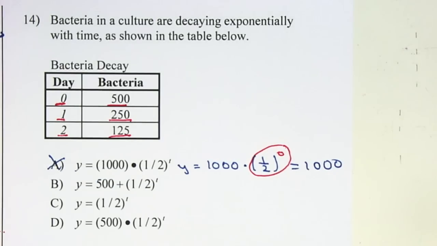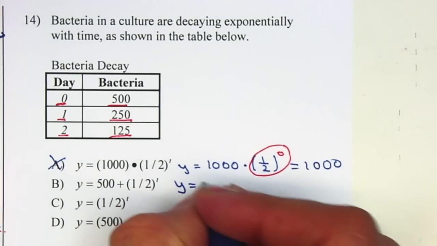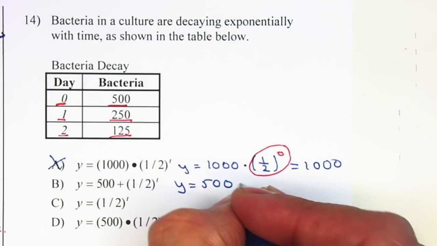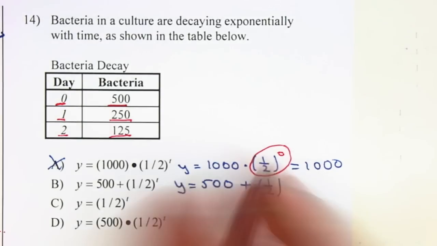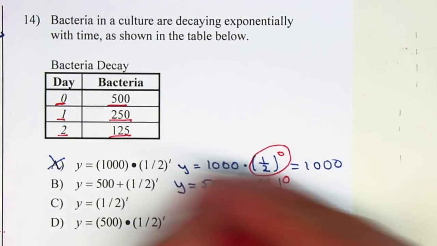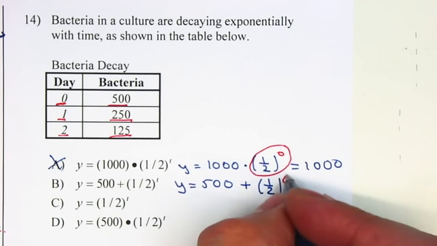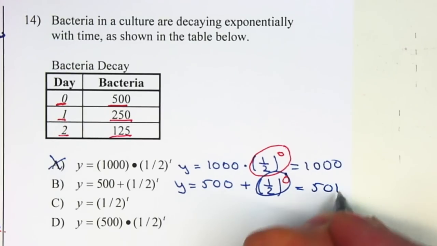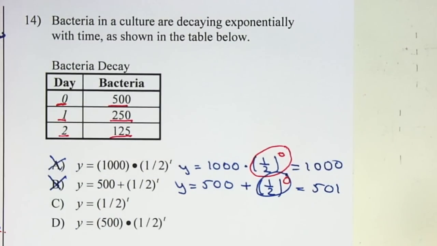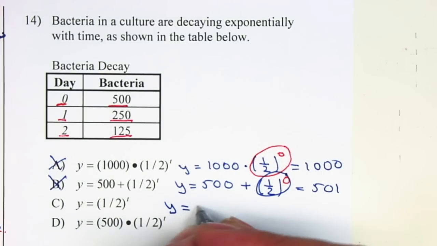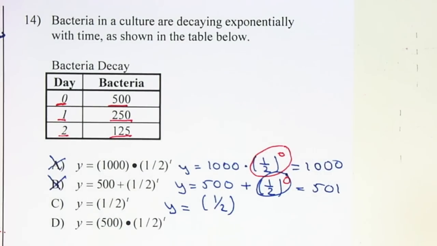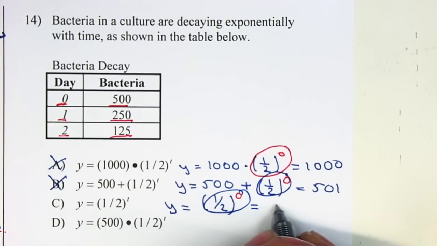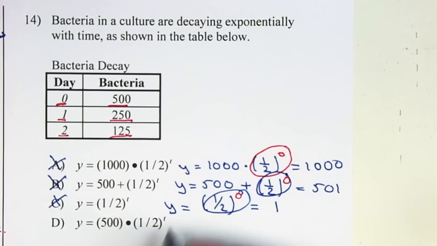I'm going to continue with the next one. Y is equal to 500 plus 1/2, but instead of the t, I'm going to plug in a 0 again. It should give me 500 if that's correct. This is 1. So 500 plus 1 is 501. Does it match? No. Let me continue with letter C. I'm going to plug in a 0. So it'll be 1/2 to the 0. 1/2 to the 0 is just 1. So no. Let me try the last one.